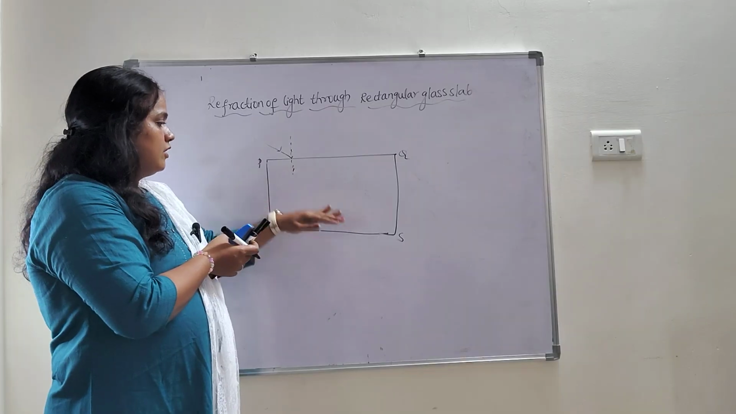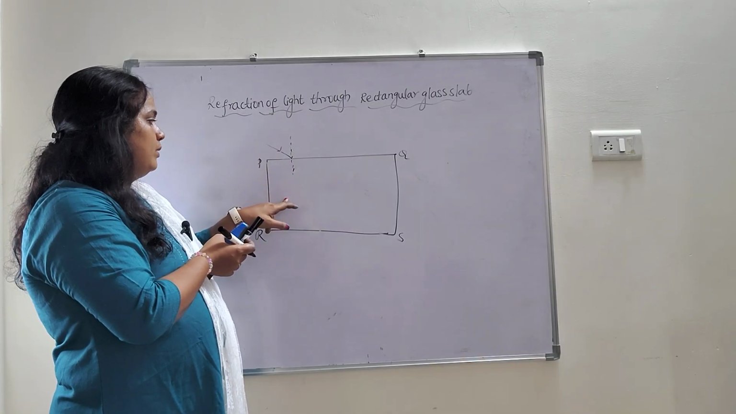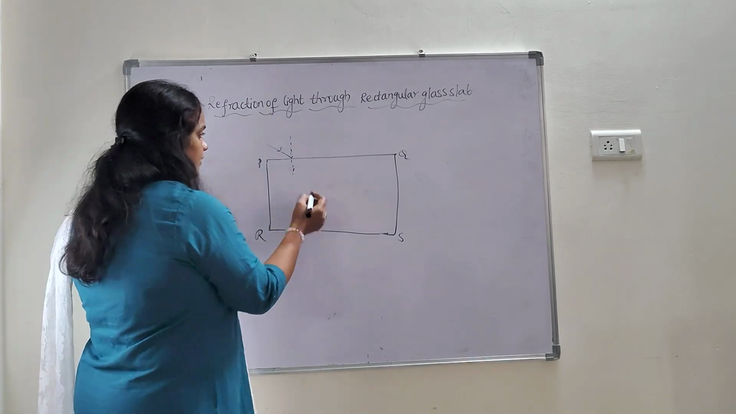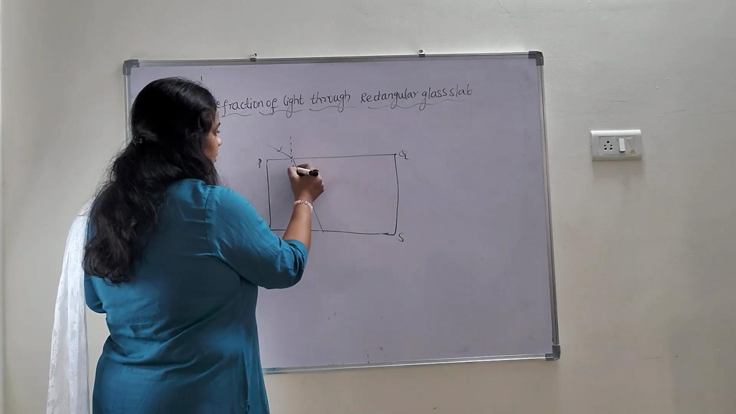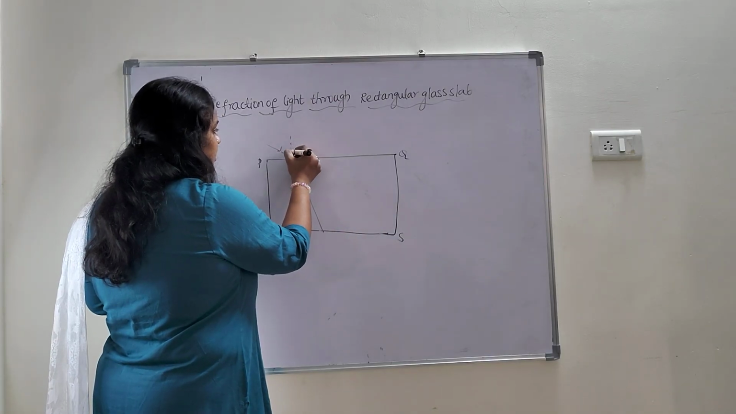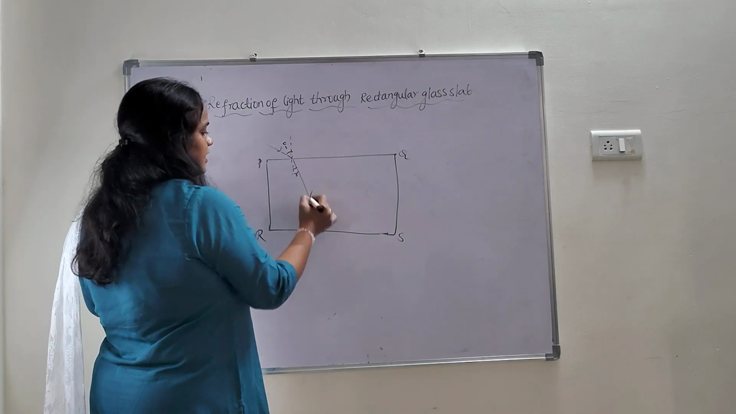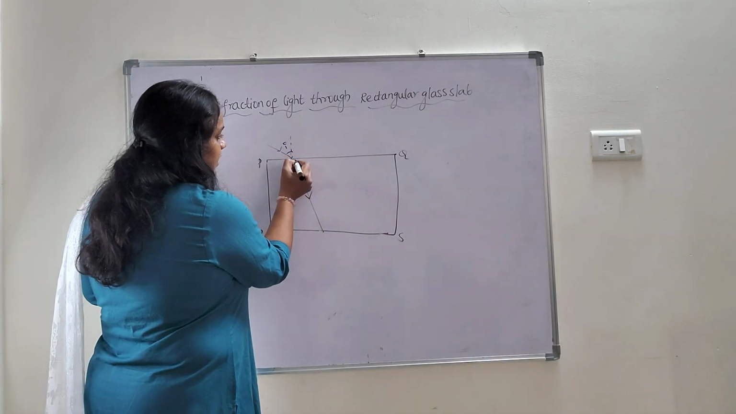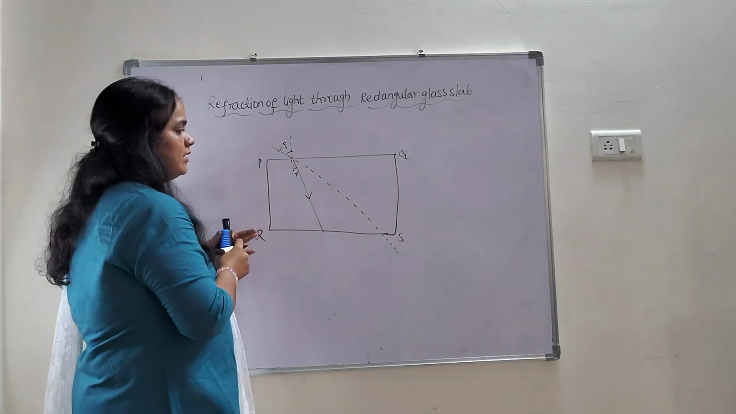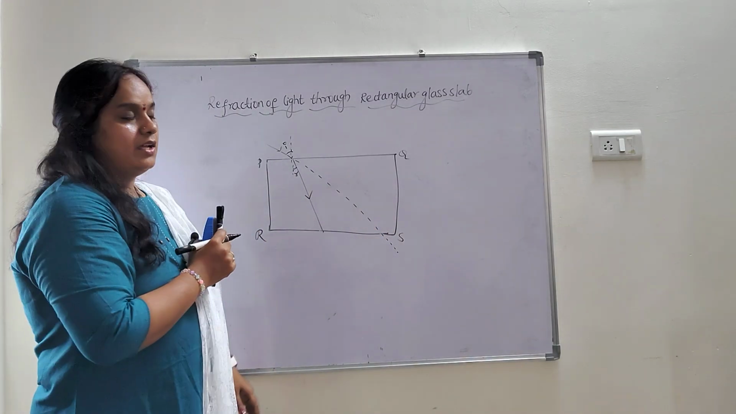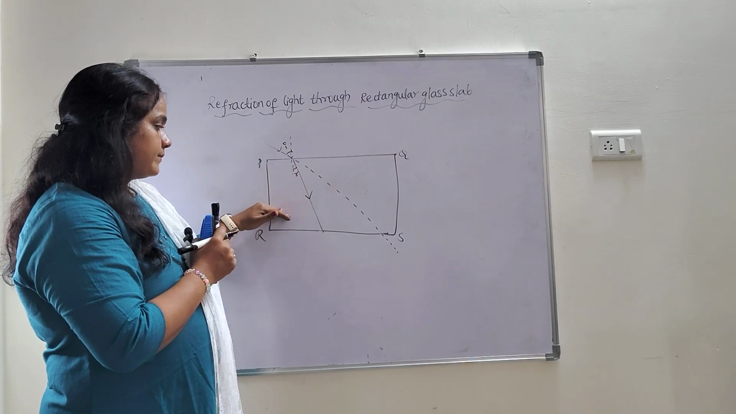Now, in actual terms, what happens when light is moving from rarer to denser? It bends towards the normal. This is the angle of incidence. This is the angle of refraction. This is the refracted ray. This is the incident ray. But actually, the incident ray should move straight like this, but it is bending. Why? Because it is changing the medium. As it is moving from rarer to denser, it bends towards the normal.